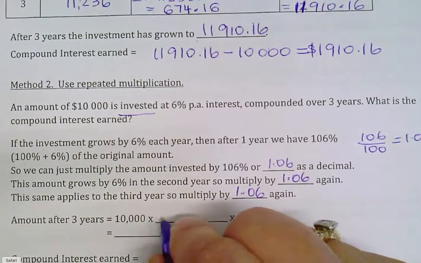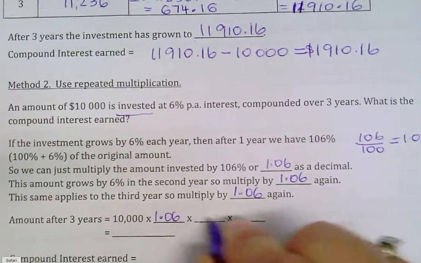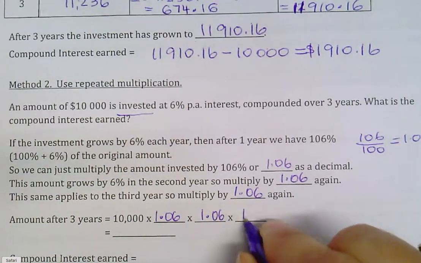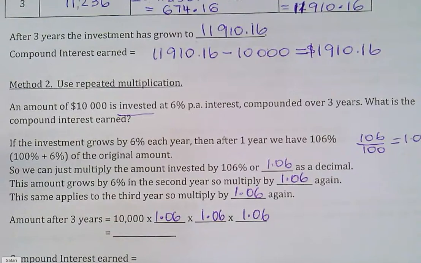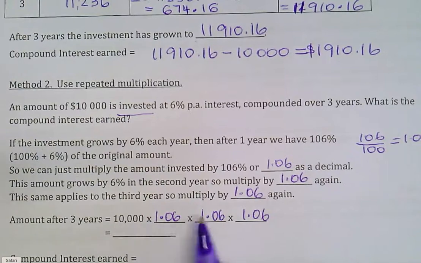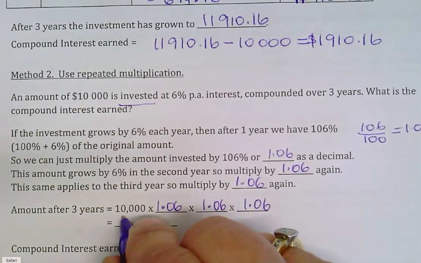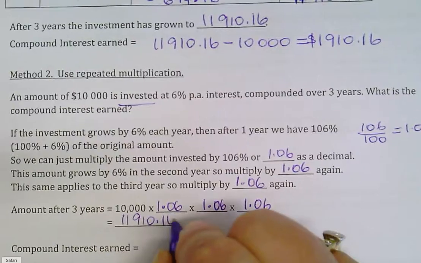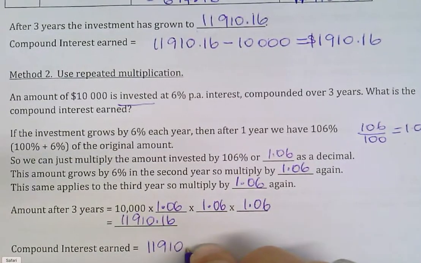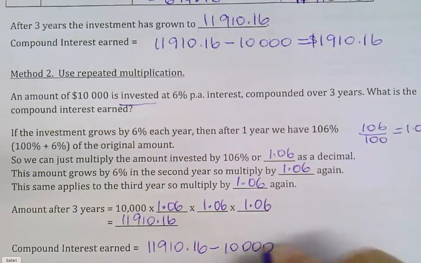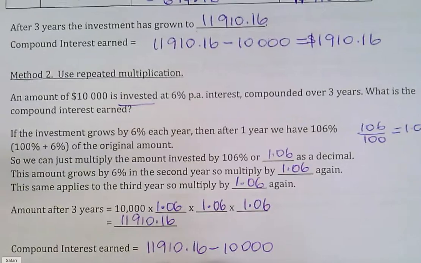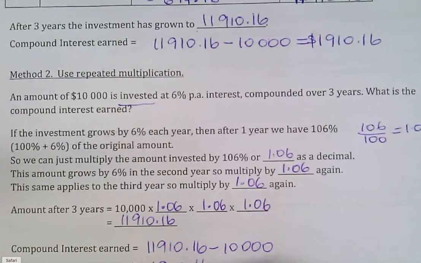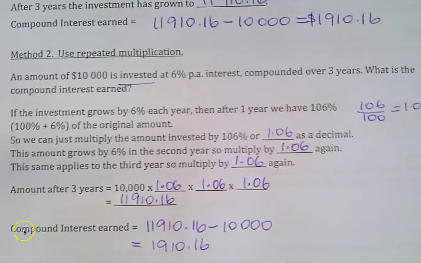So the amount after 3 years is 10,000 times 1.06 times 1.06 times 1.06. In other words, the investment's growing by 6% each year because you're multiplying it by 106%. What do you get for that? The same, $11,910.16. So the compound interest earned is that final amount minus your starting amount, which is $1,910.16.